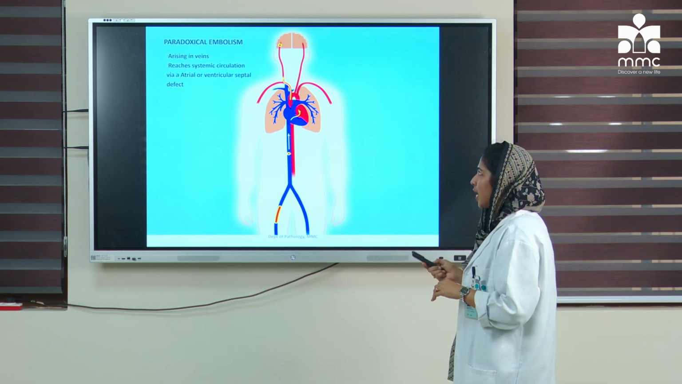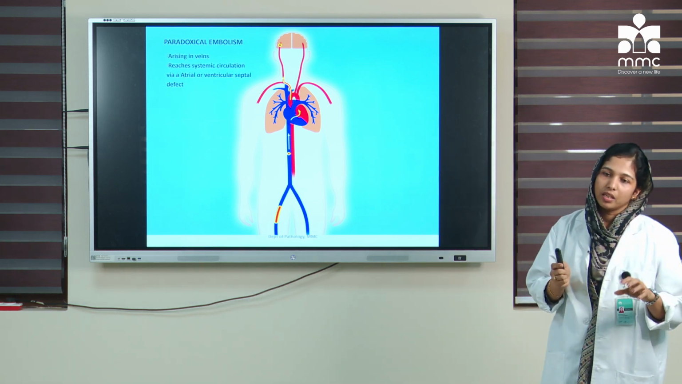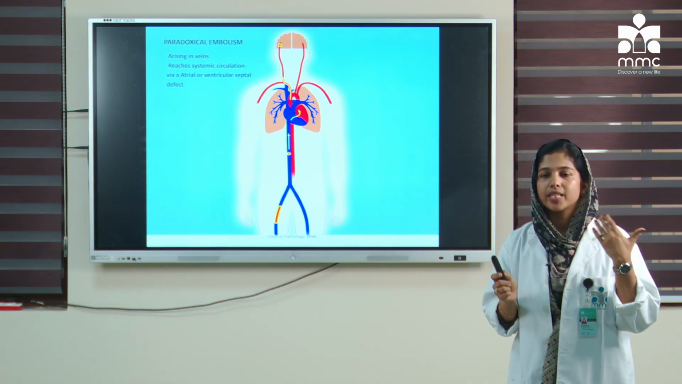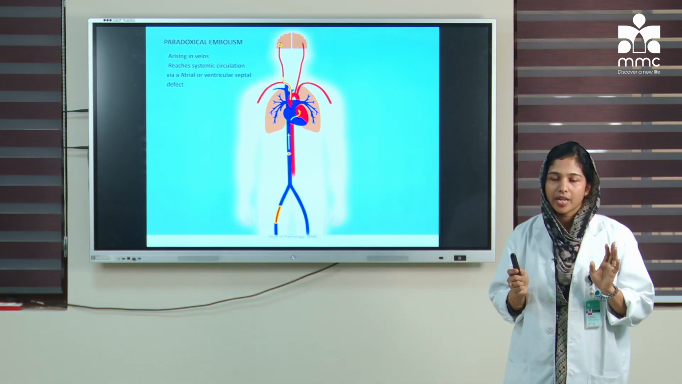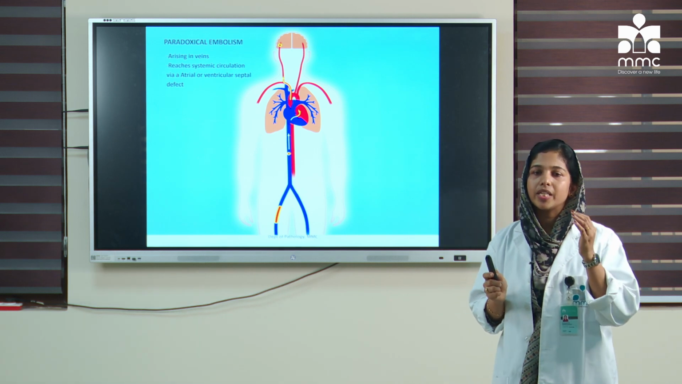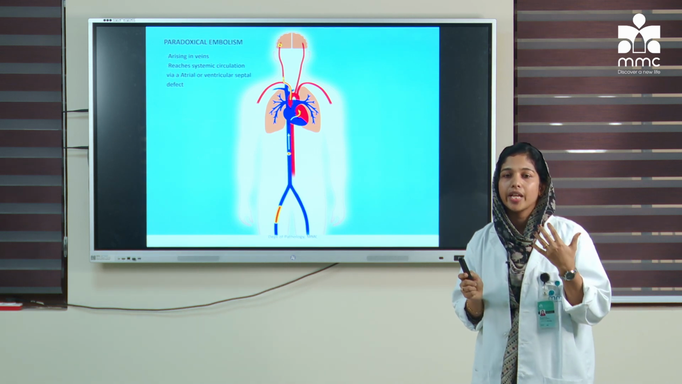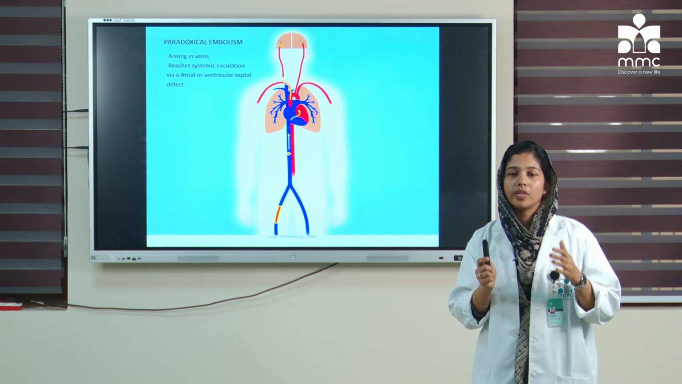Now, paradoxical embolism, what is that? Actually, when from the systemic veins the embolus reaches into the right heart, okay, it enters into the pulmonary arterial trunk, okay. But when there is a ventricular or atrial septal defect, what happens to this embolus?